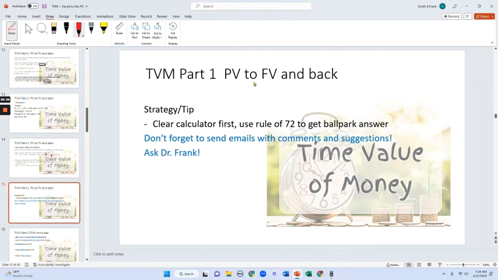Strategy or tip for the present value to future value: clear your calculator first. Always, always, always clear your calculator for the time value of money function, because you'll get the answer right. And of course, use the rule of 72. That will get you in the ballpark first.